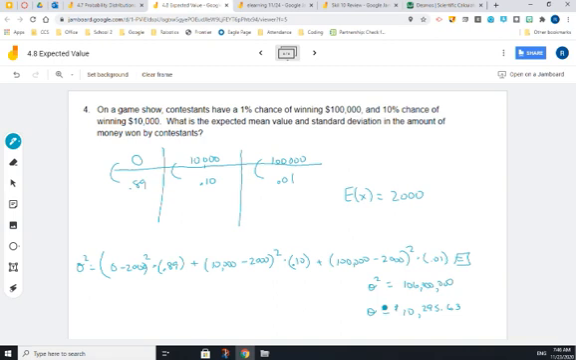All right, so at the end of this video today, you should be able to figure out what the expected value is from a probability distribution, as well as how much deviation, or the standard deviation, that we would expect in that expected value.